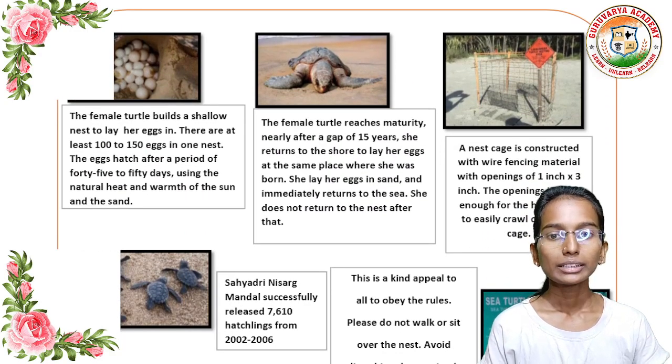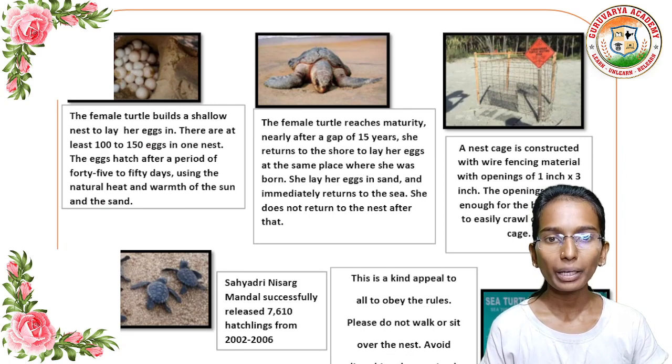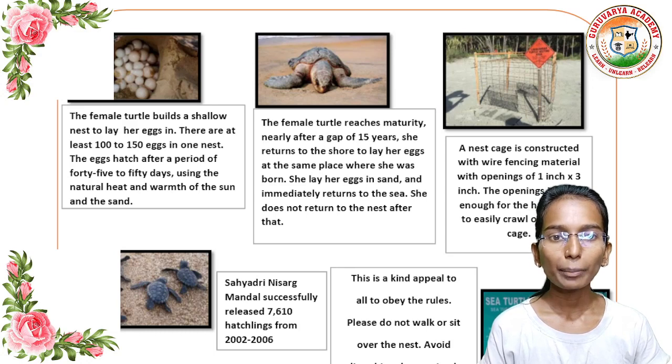I have used some pictures and different kinds of information here. In the first picture, the female turtle builds a shallow nest to lay her eggs in. There are at least 100 to 150 eggs in one nest. The eggs hatch after a period of 40 to 45 days using the natural heat and warmth of the sun and the sand. In the second, the female turtle reaches maturity after a gap of nearly 15 years. She returns to the shore to lay her eggs at the same place where she was born. She lays her eggs in the sand and immediately returns to the sea. She does not return to the nest after that.